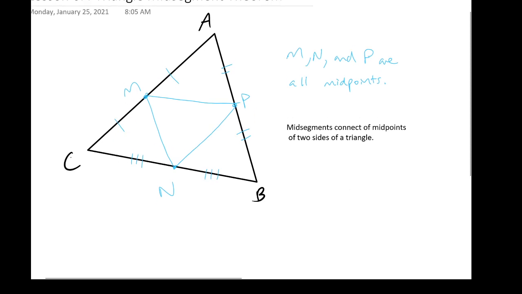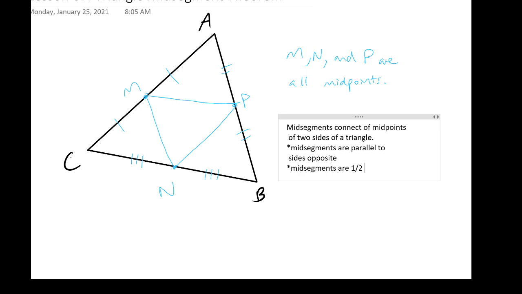First of all, midsegments are parallel to the sides opposite. They are also one half of the sides opposite.